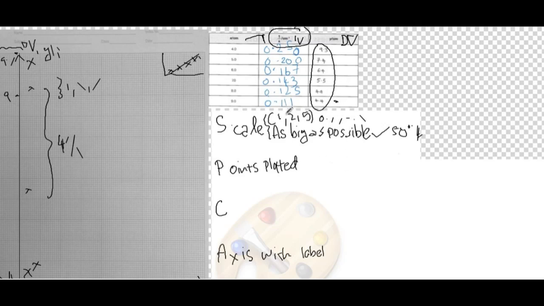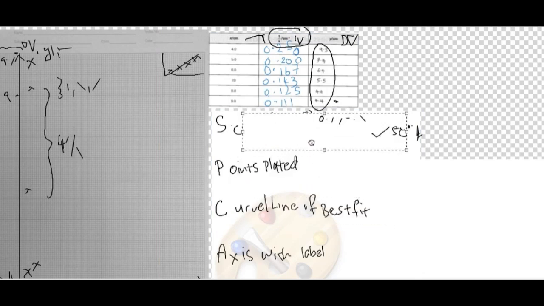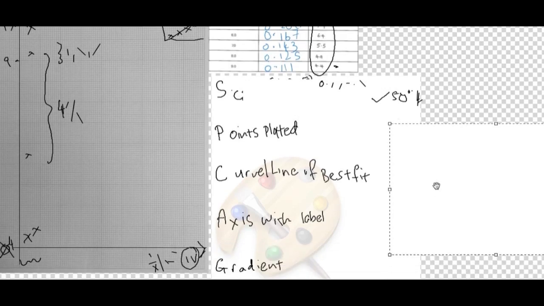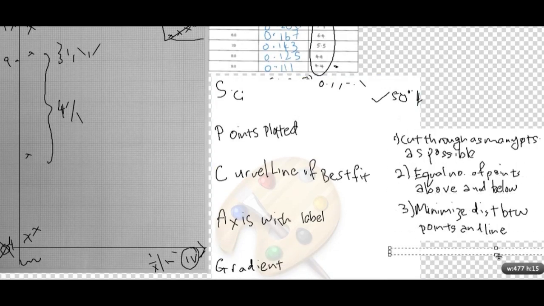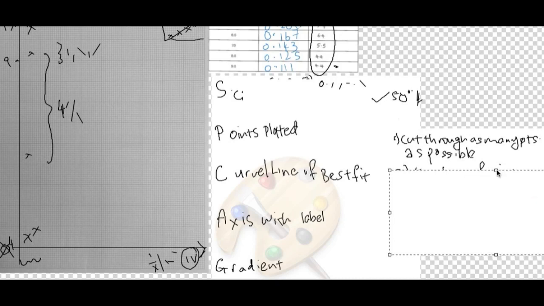Alright, so after you've settled your scale, your axis, and then you plotted your points, the last thing you need to note is your best fit curve. Your curve and line of best fit must follow a few things. One, you must cut through as many points as possible.